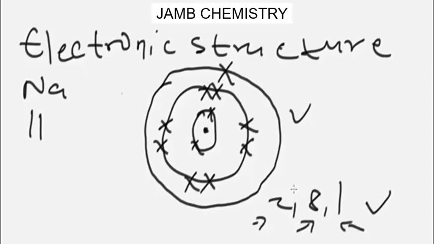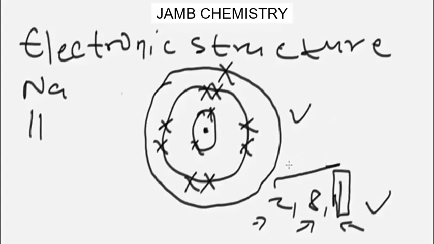Alright, now note again, if we are to write the group of these elements, you consider the last number. So this is the last number. This shows that this element is in group 1. Now if you want to write the period, you consider the numbers we have here. You count how many numbers we have here. You have 3 numbers. Alright, so this shows that this element is in period 3. So the period of this element is what? Period 3, whereas the group is what? Group 1. Okay, so it's as simple as that.